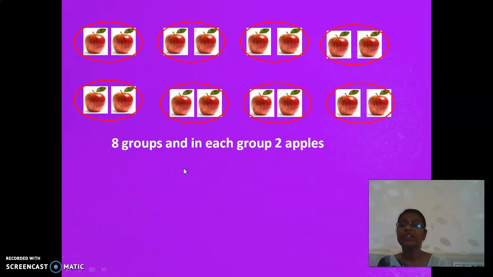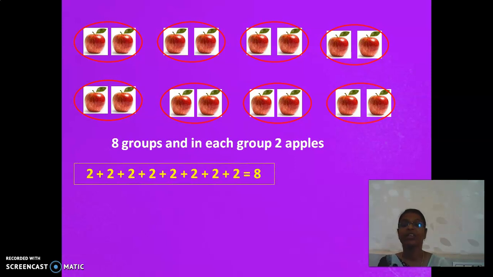So I have 8 groups and in each group I have 2 apples. So how many times do I have to skip count the 2? Yeah, 8 times, isn't it? So here I have added 2 for 8 times. So what is the answer here? 16 is the answer. So I am adding 2 repeatedly. I am repeatedly adding the number 2 for 8 times.